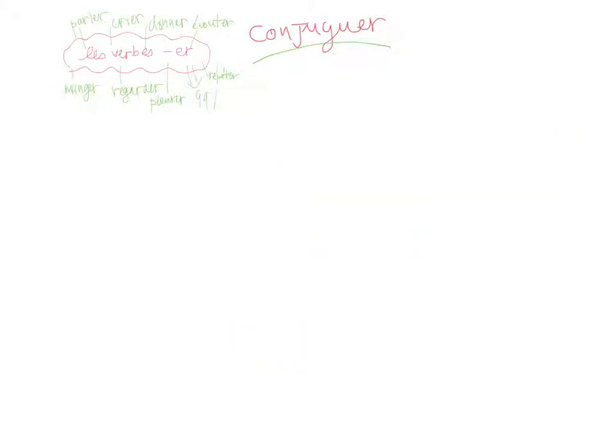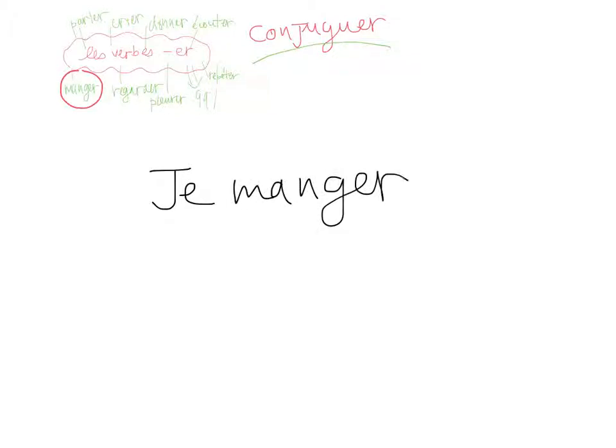So let's pick this one first. Manger, right? Manger means to eat. I eat a pizza. There is nothing simpler than that. Je manger. Keep in mind that this is wrong. So what do we do? We get rid of the ER, and because it is je, we add E at the end. Pizza is a feminine word. So, une. Je mange une pizza. How easy is that?